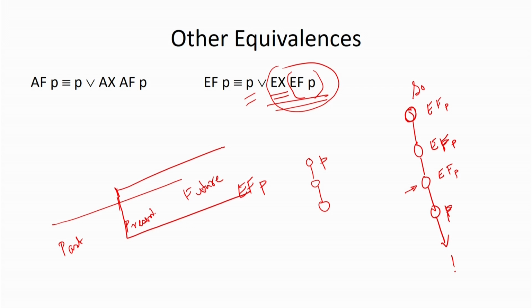So, this is the way we are defining our semantics. Future includes the present. Okay. So, that is why if P is true here itself in a particular state S0, we will say that E f P is also true here itself.